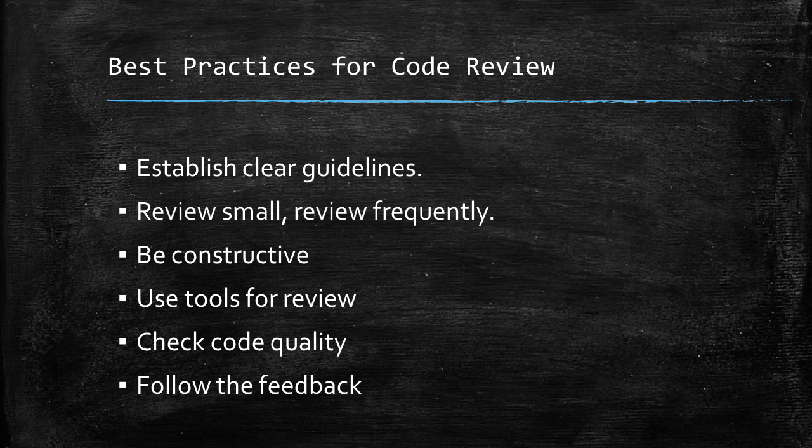Use tools to aid review. Code review tools can help to automate the process and make it more efficient. Tools like GitLab, GitHub, or Bitbucket can track changes, allow reviewers to add comments, and help keep track of revisions.